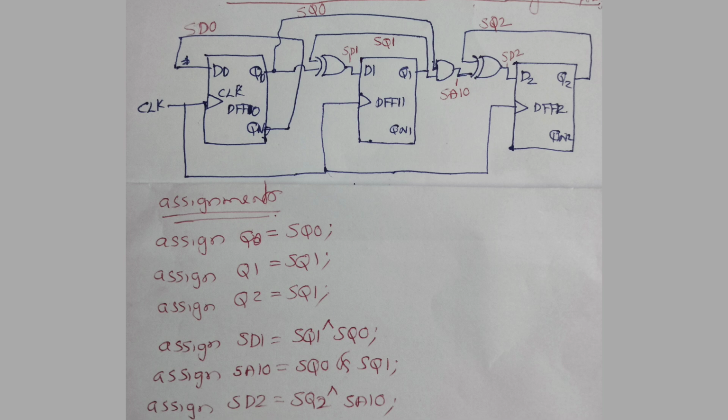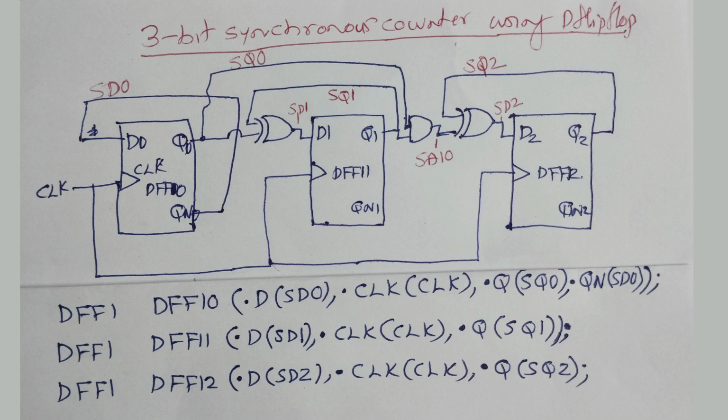DFF1 is the flip-flop code that I have written. The module is DFF1, so I am taking 3 instances of it. The first one is DFF10, and for that you will find the input indicated as dot D. Within brackets its value will be that of the wire SD0, and for clock the value will be clock itself. Then for Q it will be SQ0, and for Qn it is SD0, and we can have 2 more instances, DFF11 and DFF12.